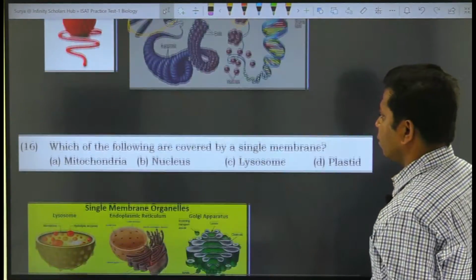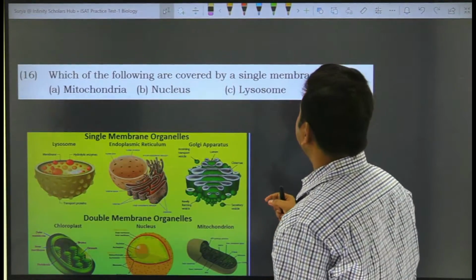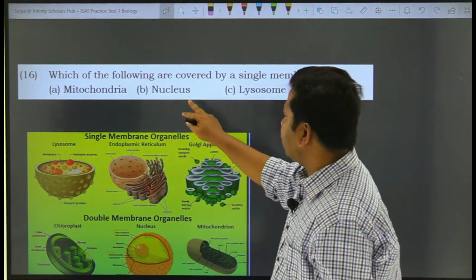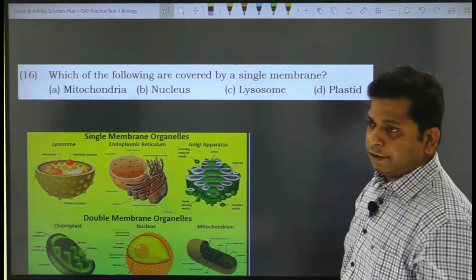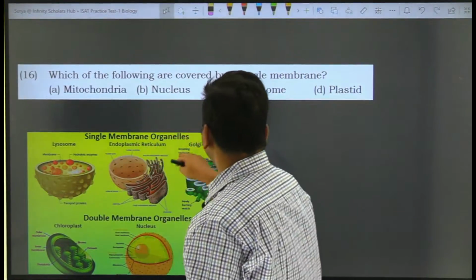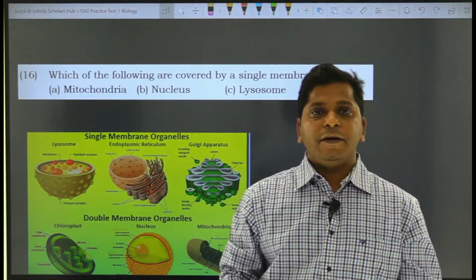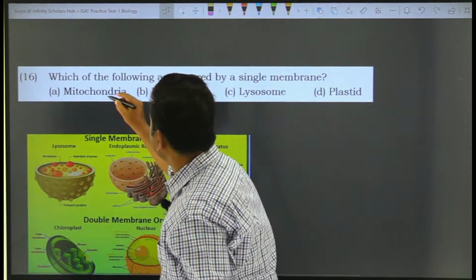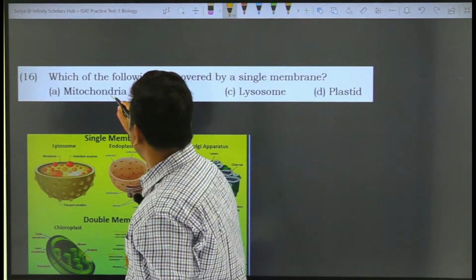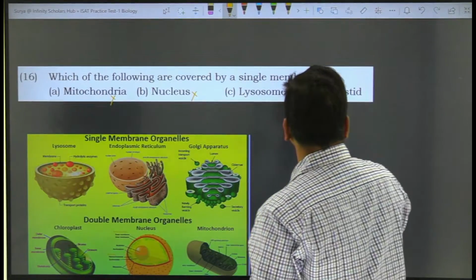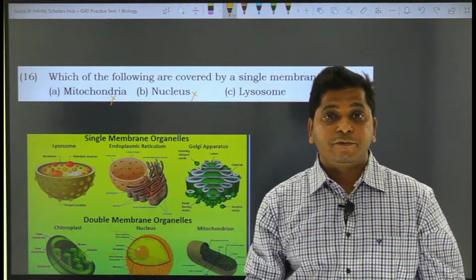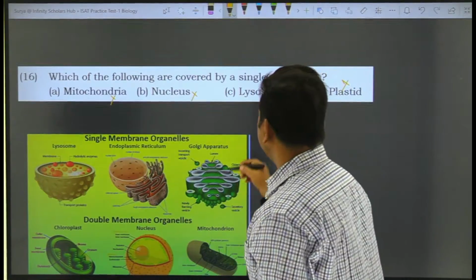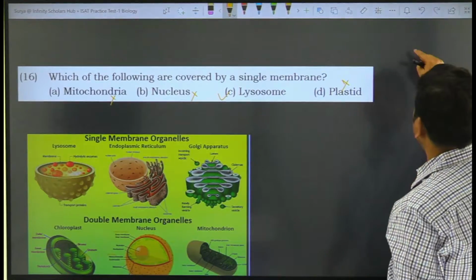Which of the following is covered by a single membrane? The choices given here: mitochondria, nucleus, lysosome and plastid. As we know, mitochondria, nucleus and plastid are all covered by a two-layered membrane, both an outer membrane as well as an inner membrane. So these will be ruled out. Plastids, chloroplasts also have two membranes. Therefore, the only organelle here which has a single membrane is the lysosome. So the answer is going to be lysosome.